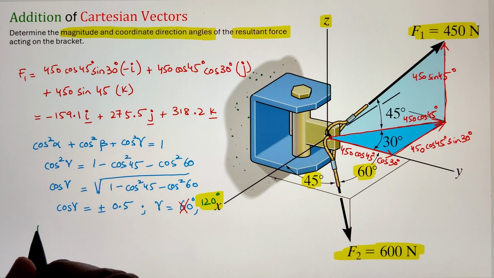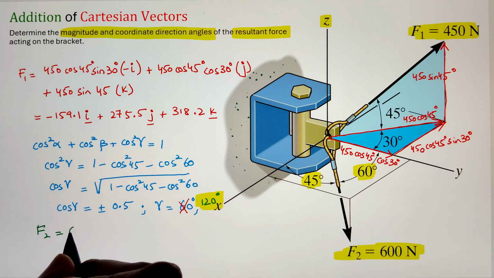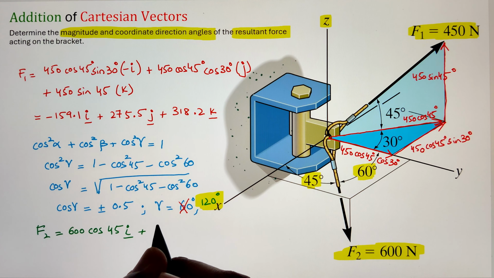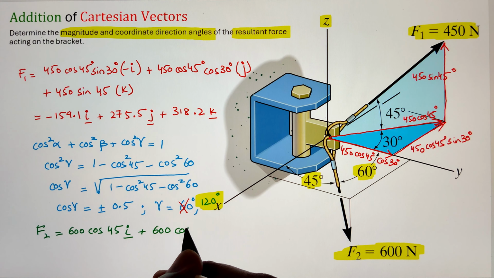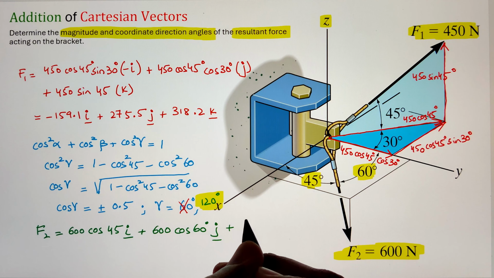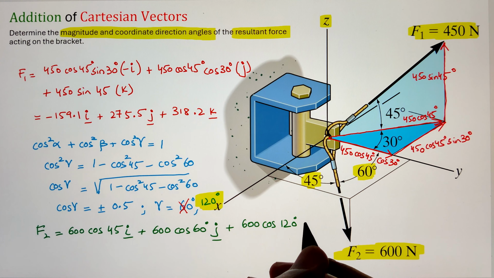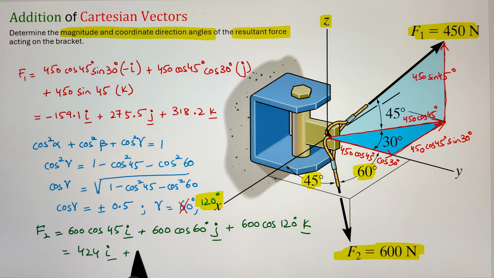Therefore, utilizing gamma equals 120, we can go ahead and finally write our F2 force in its Cartesian vector form. So to start, I have 600 cos 45 i, that is the component along the x-axis, plus 600 cos 60 j, that is the component along the y-axis, and finally 600 cos 120 k, that is the component this force is making along the z-axis. Simplifying gives us the numbers of 424i plus 300j negative 300k.